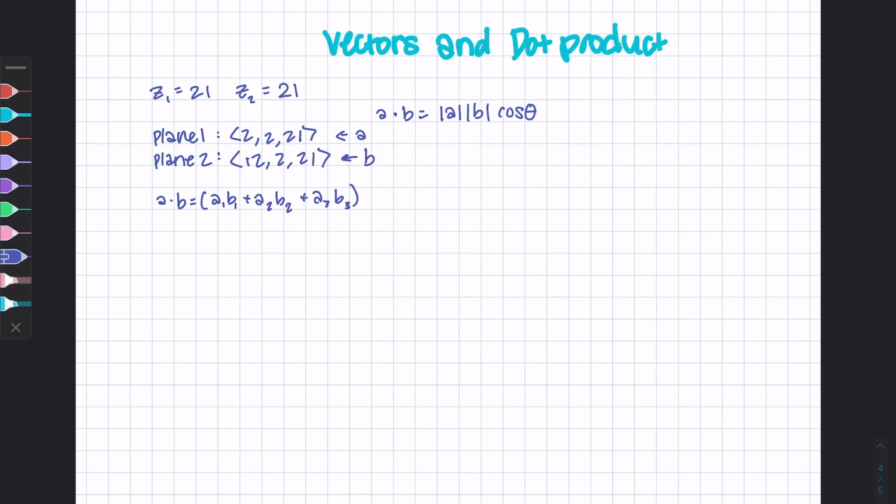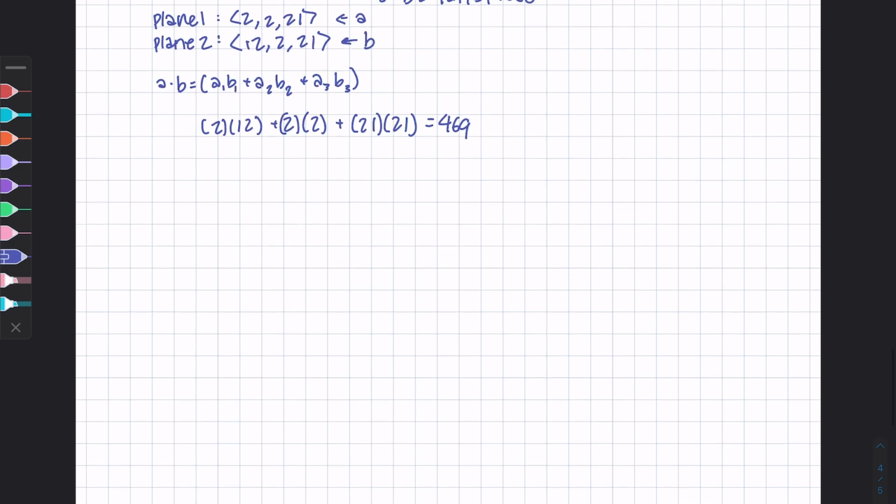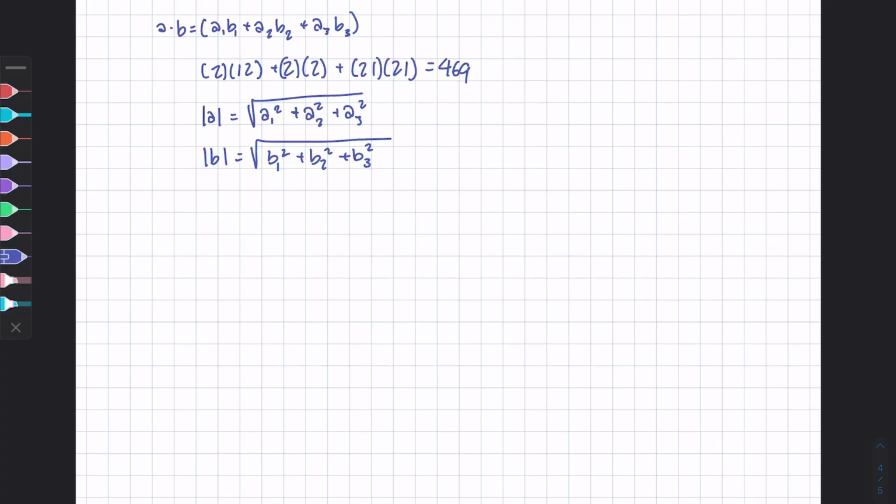If we plug in the numbers, we get 2 times 12 plus 2 times 2 plus 21 times 21, which equals 469. Then we have to find the magnitudes of each of the vectors using the following equations. The magnitude of A equals the square root of A1 squared plus A2 squared plus A3 squared. The magnitude of B equals the square root of B1 squared plus B2 squared plus B3 squared.